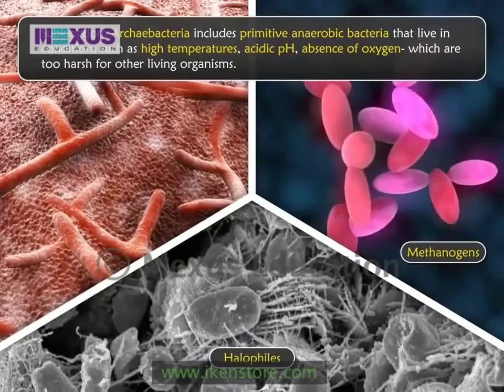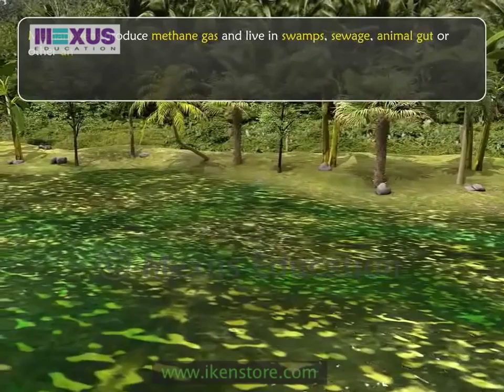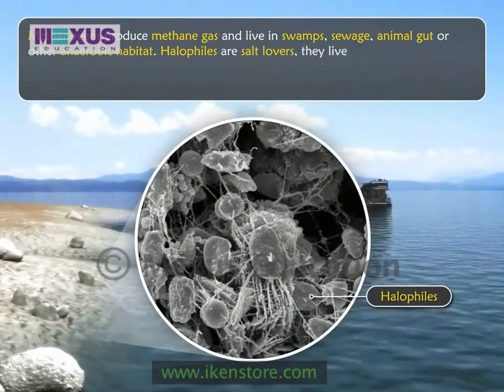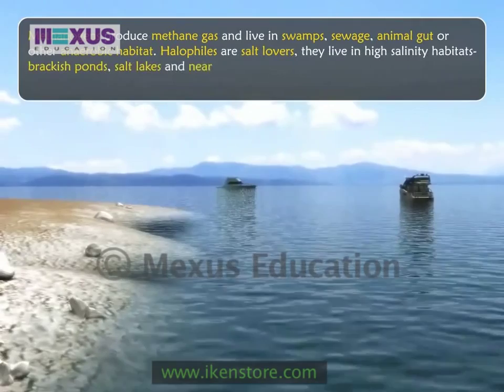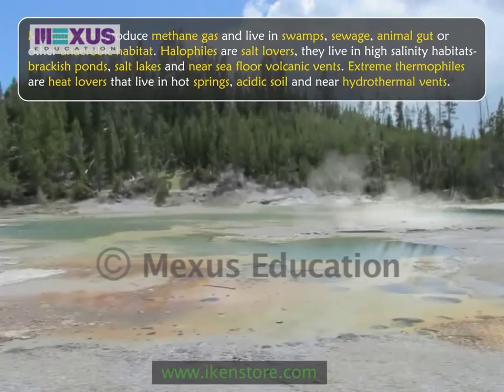Methanogens produce methane gas and live in swamps, sewage, animal gut, or other anaerobic habitats. Halophiles are salt lovers. They live in high salinity habitats, brackish ponds, salt lakes, and near seafloor volcanic vents. Extreme thermophiles are heat lovers that live in hot springs, acidic soil, and near hydrothermal vents where temperature is usually 2500 degrees Celsius.